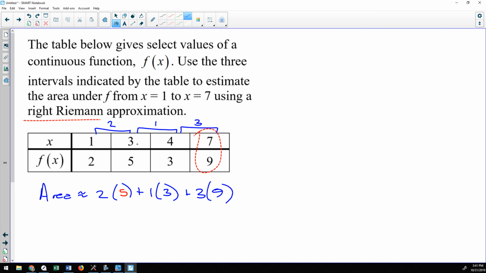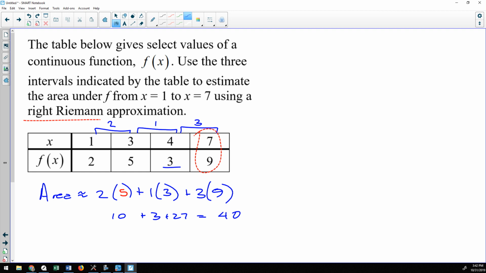So we had a base of 2 with a height of 5 for my first rectangle, a base of 1, your delta x, with a height of 3 for that rectangle, and then my last rectangle from 4 to 7, a base of 3 and a height of 9, because that is the y coordinate on the right side of that interval. And then if it's free response, just like before, you can leave it like this. If it's a multiple choice question, you would have to clean this up. So that'll be 10 plus 3 plus 27, which would give you an area of 40.